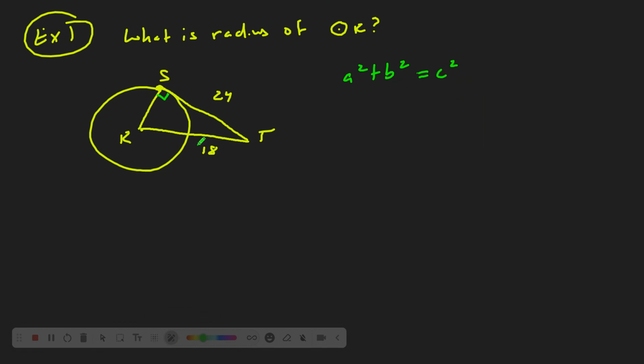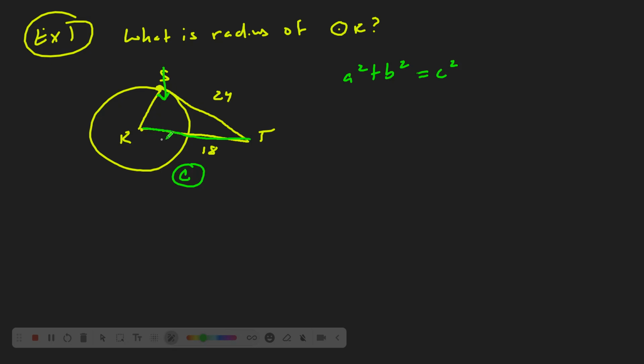Okay, so now we have to label our three sides. The hypotenuse is across from the right angle, so this S points to the hypotenuse. This side is C. Now what is that other side?